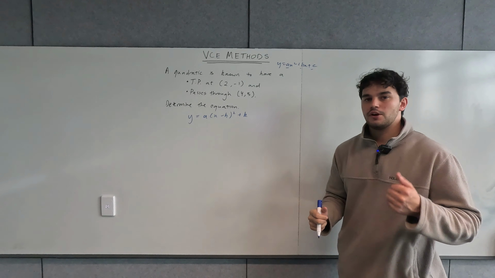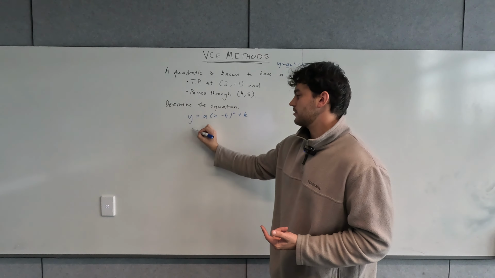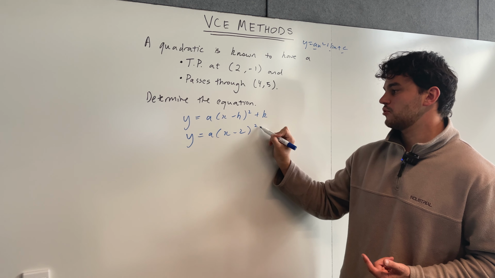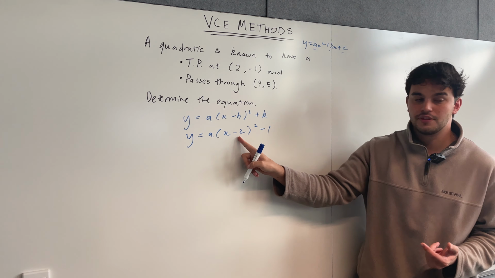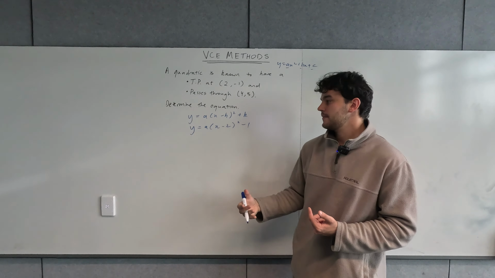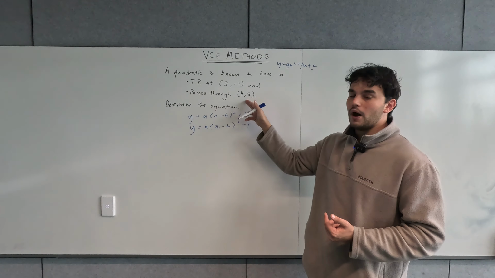Now straight away, we know the h and the k value because that's directly related to our turning point. So I'm going to substitute that in. I'm going to say y is equal to a outside of (x minus 2) squared minus 1. Again, note that the x is the opposite sign, but the y value is the same sign as it should be.